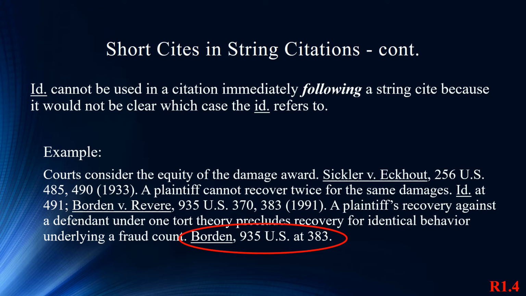This example is why you must remember when following a string citation like that in the second sentence to avoid the use of id, because it would create confusion to your reader. In this example, it would be unclear if the id referred to Sickler or whether it referred to Borden. So in the final sentence, instead of using id, a longer short form citation to Borden is proper and the clearest to your reader.